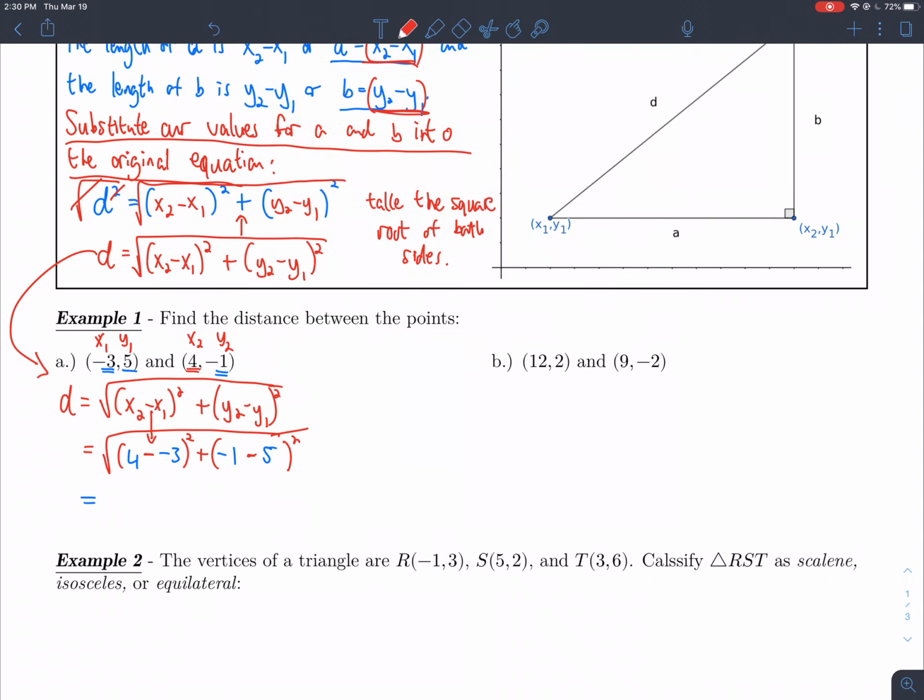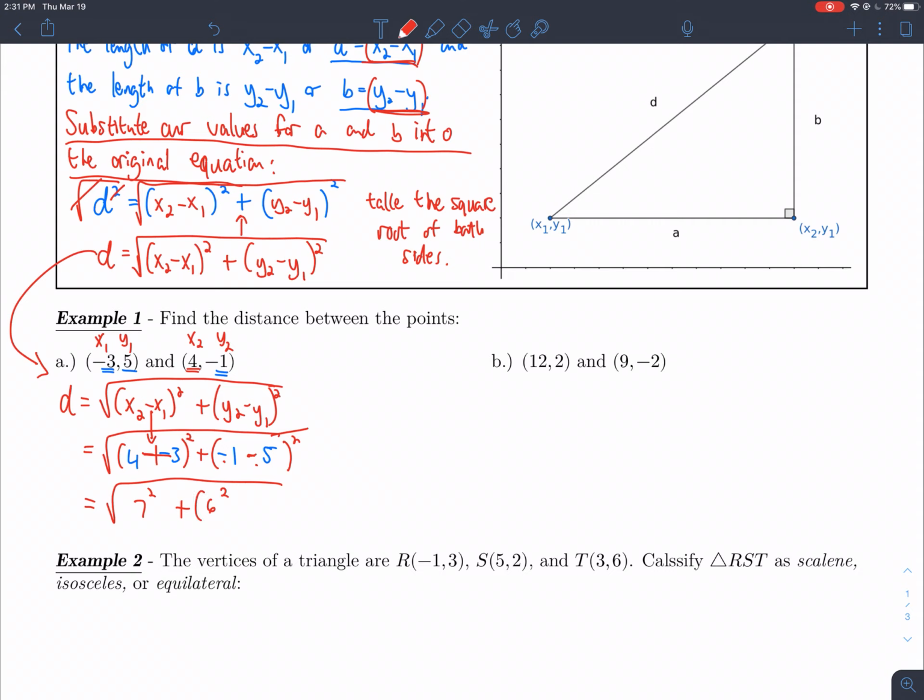Let me switch back to red. What I have is the square root of, now this is 4, negative becomes a plus, so 4 plus 3 is 7 squared, plus -1 minus 5 is -6 squared. Negative squared is positive, so that would be 6 squared. Okay?